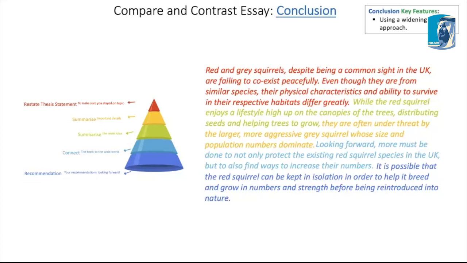So what is the recommendation? Well, it is possible that the red squirrel can be kept in isolation, kept alone. So use those academic words. In order to, so that's showing the progression, the result, in order to help it breed and grow in numbers and strength before being introduced into nature. So it's a very nice, and it's a typical recommendation when you are talking about endangered species. You isolate the endangered species, human beings help them grow in enclosures, and then they release them back into the wild. So make sure you are using information that is actually factual. Don't try to make up information at this level.